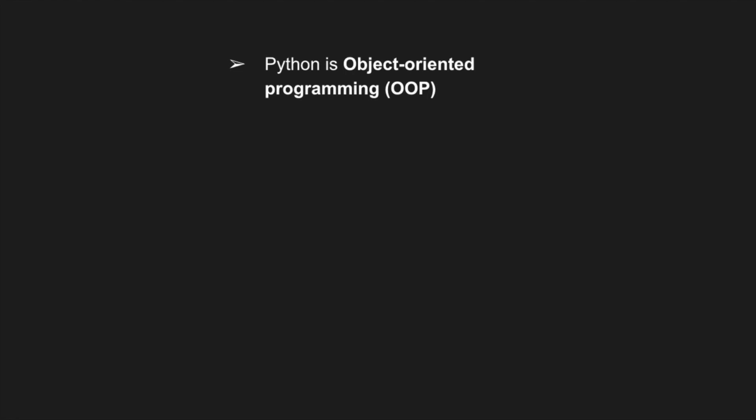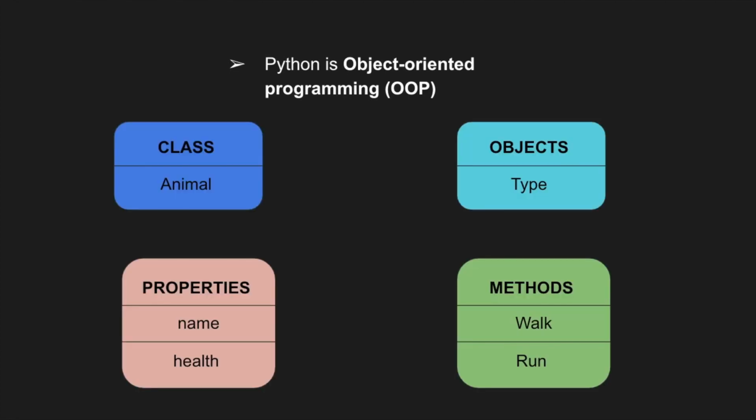You should know that Python also supports OOP, or object-oriented programming. OOP organizes software design around data, or objects, rather than functions and logic. You will use it to define a class with attributes and methods, which you will then call. So here, as an example, a class of animals that can be different types, such as cats or dogs, that have their own properties, such as name and health, with methods of walking or running. So yeah, that's a brief intro on what Python is.